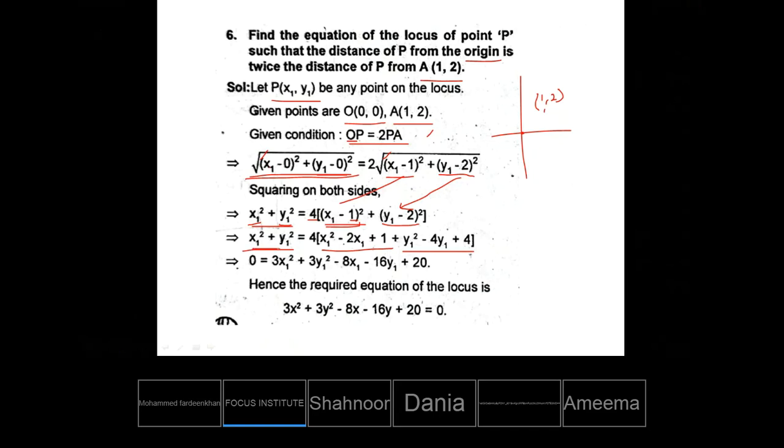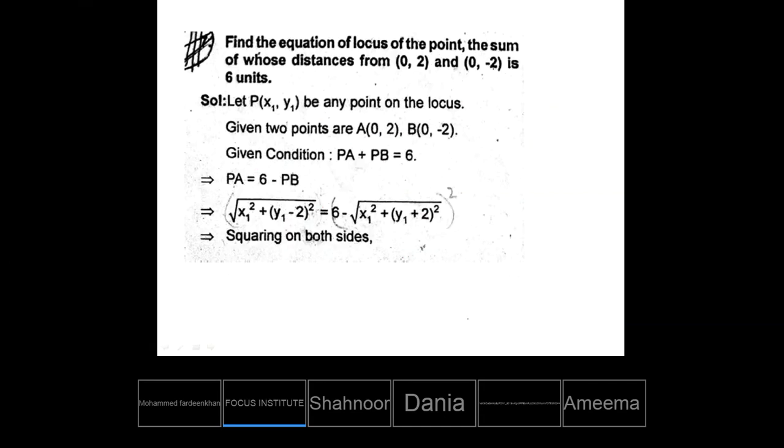Now if we take these two to that side, it will become minus x1 minus y1. Open the bracket. Okay, then you will get 3x1 square plus 3y1 square minus 8x1 minus 16y1 plus 20 equals 0. Now we have to substitute x instead of x1 and y instead of y1. Got it? Then you will get the final equation, that is the locus. It is compulsory that you substitute x instead of x1, so then only you will get the equation of the locus.